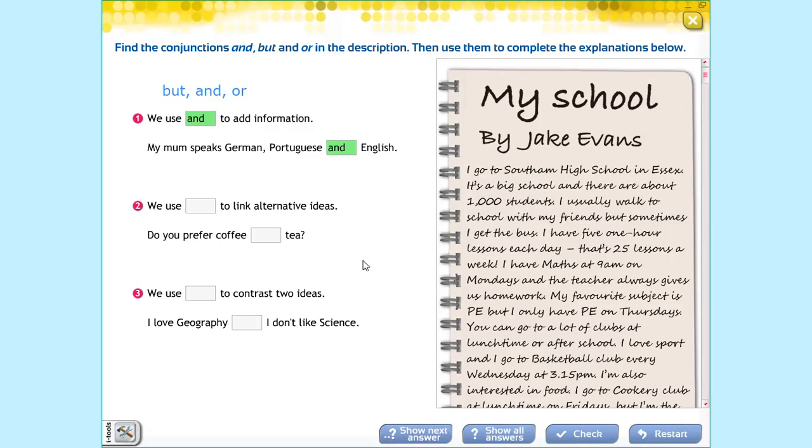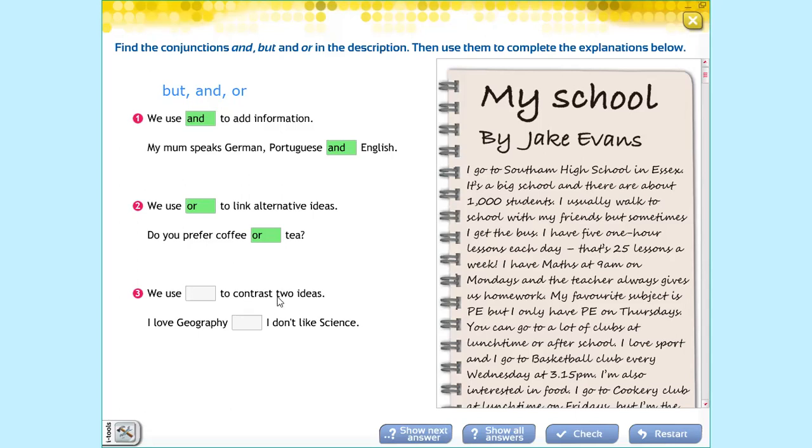Now, number 2: we use or to link alternative ideas. Do you prefer coffee or tea? Yes, or to link alternative ideas. Do you prefer pizza or burger? Do you prefer soda or juice? Do you prefer tea or coffee?